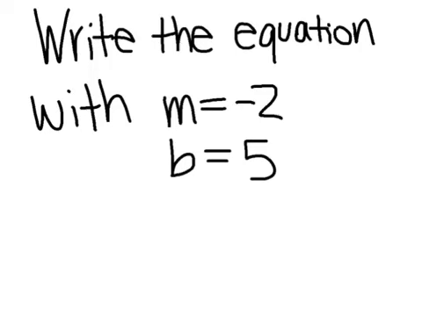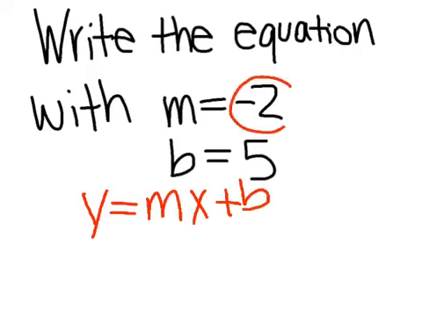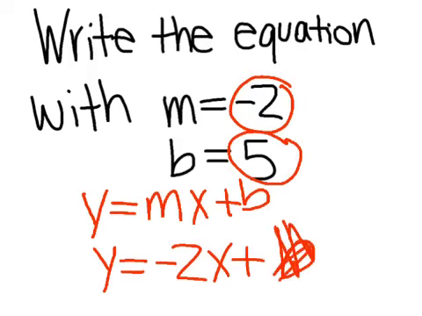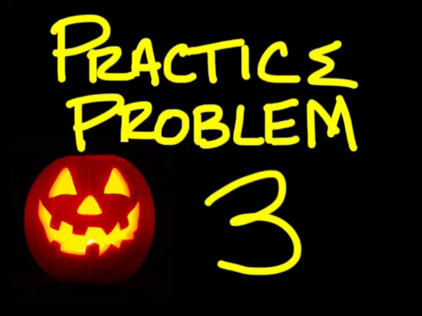Walk up alert. Write the equation with m equals -2 and b equals 5. If we plug m and b into y equals mx plus b, we plug in our -2 for m, and we plug in 5 for b. Then our answer will be y equals -2x plus 5.